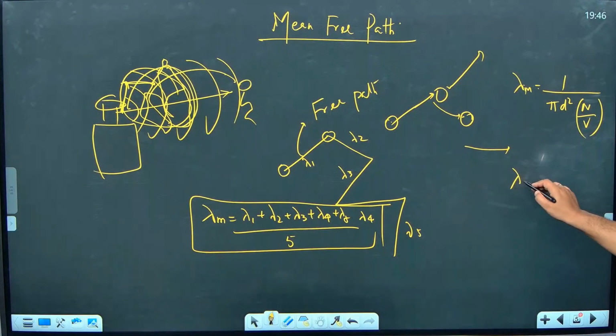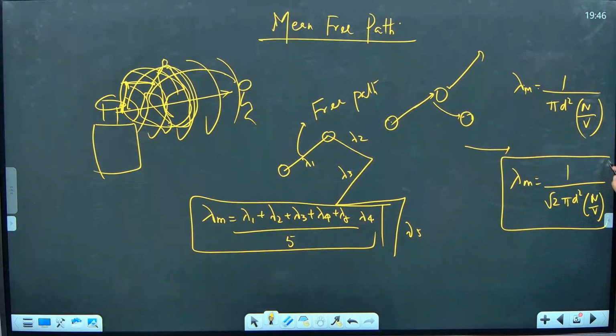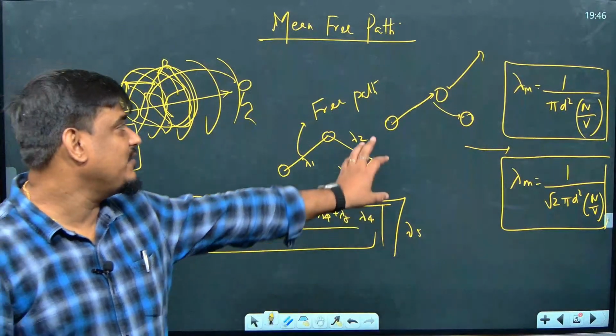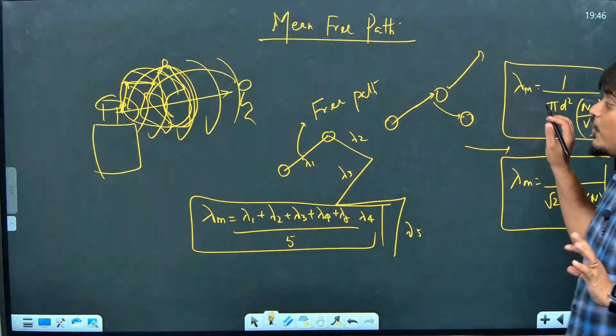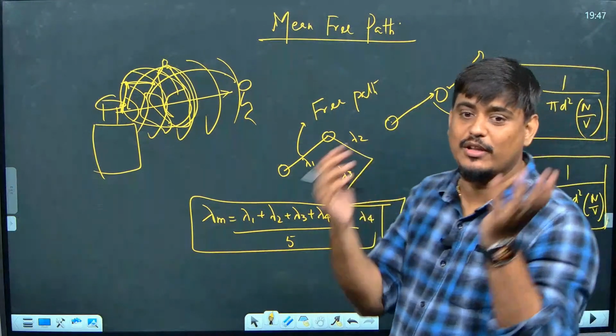Or one more expression is there: 1 by root 2 into pi d square into n by v. These are the answers which you are going to derive today. I will explain both and why root 2 suddenly comes. So this is the mean free path if you are not considering the motion of other particles, and this is the mean free path if you are considering the motion of all the particles. I will come to this.